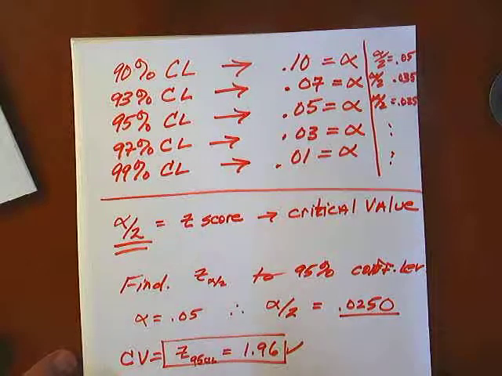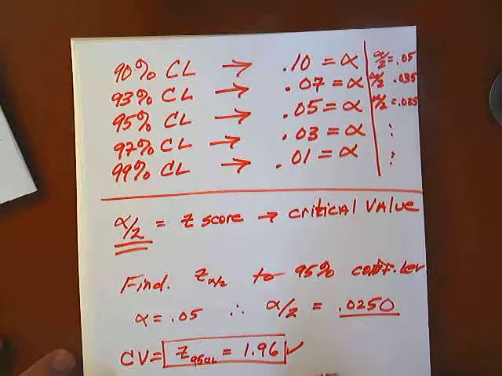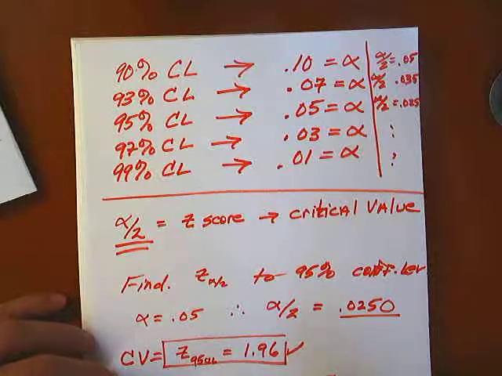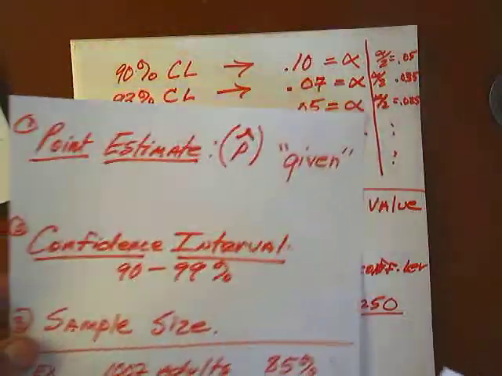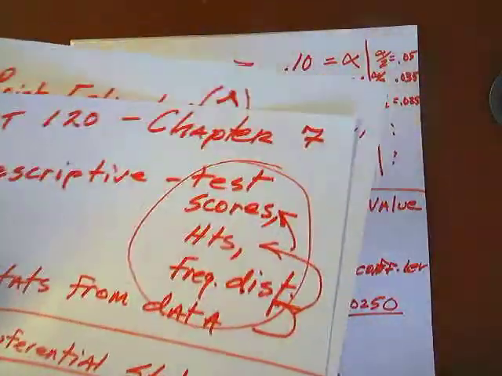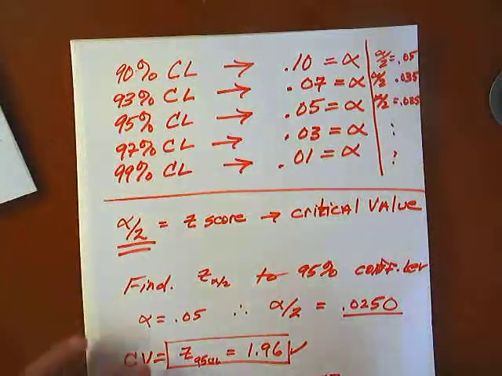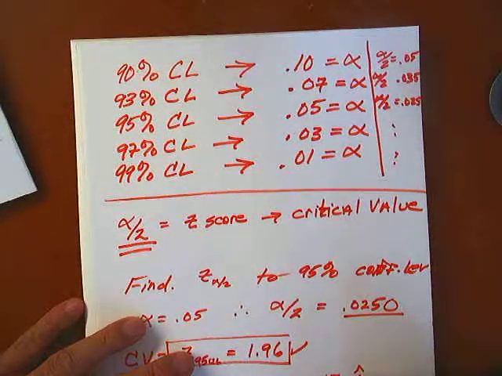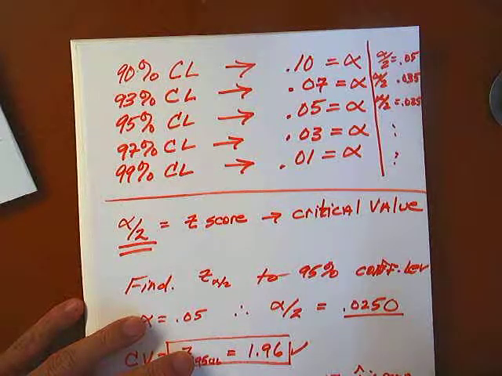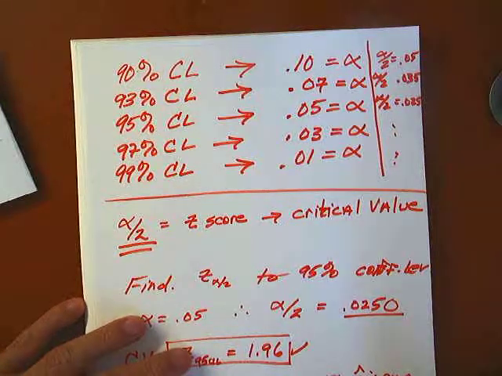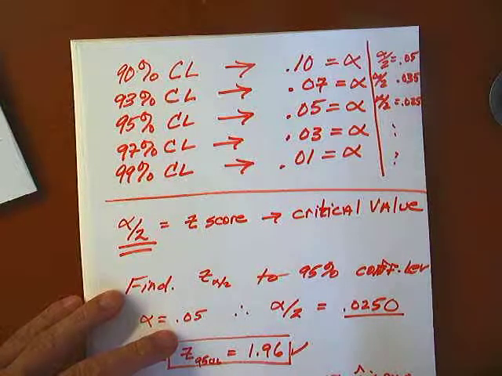Margin of error. Margin of error is basically what makes up your confidence interval. Margin of error, I call it ME, is going to be equal to z sub alpha over 2, meaning your critical value, multiplied by the square root of p hat q hat over n. Now we know what p hat is. p hat is your proportion that we started with, your point estimate.